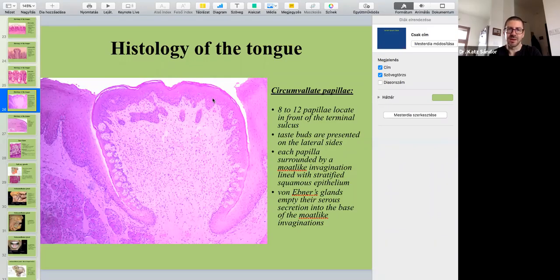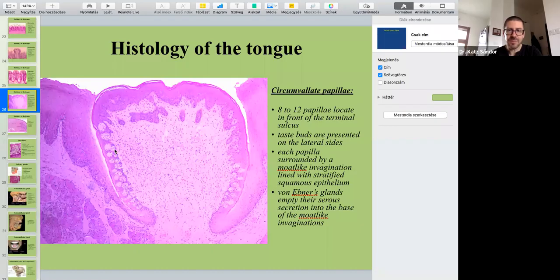They are embedded into the surface of the tongue. Therefore, we have a huge deep cleft surrounding them, also called a moat-like invagination around the circumvallate papillae, and the lateral sides of the papillae represent the taste buds. Numerous taste buds are there.